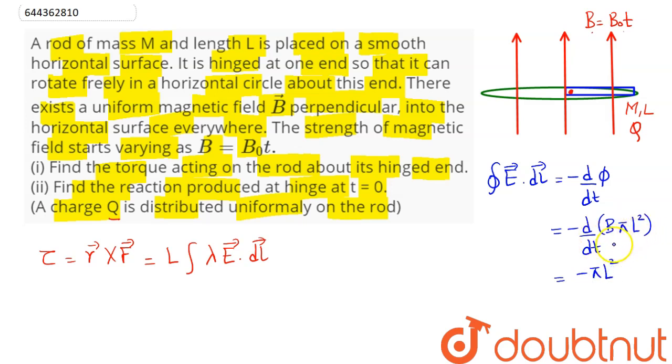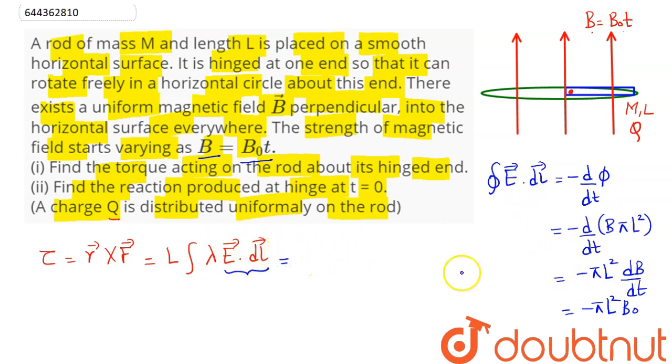into pi L square. Now pi L square is constant, so this comes outside, and this becomes dB by dt. On differentiating B with respect to time, this comes as B naught. So this here is pi L square into B naught. This value is our line integral of E dot dl.